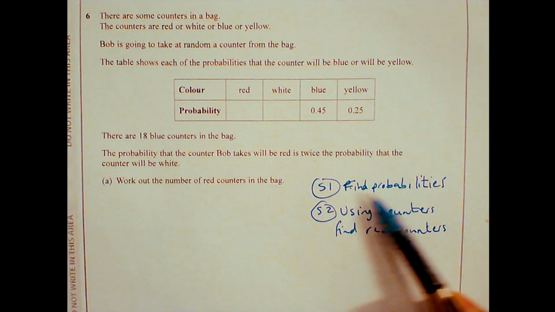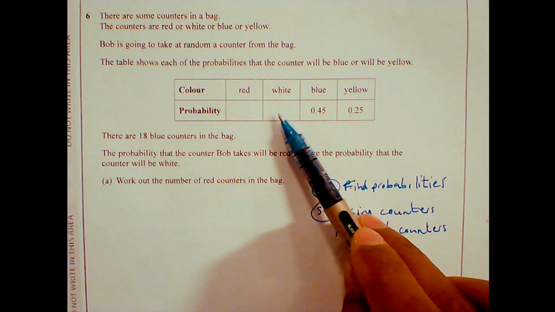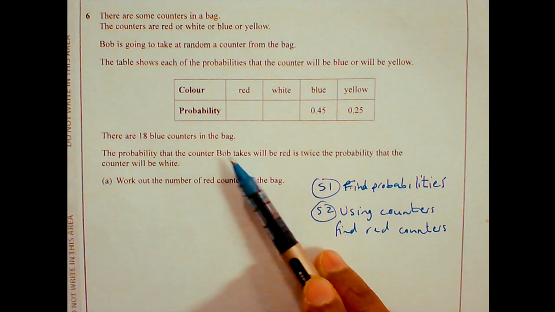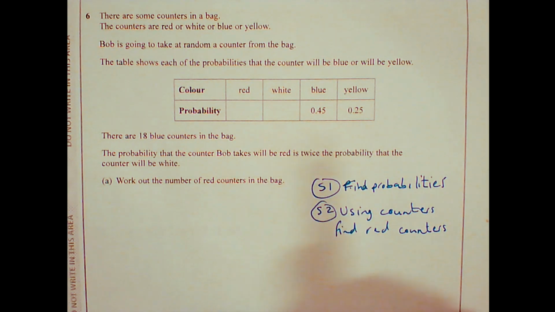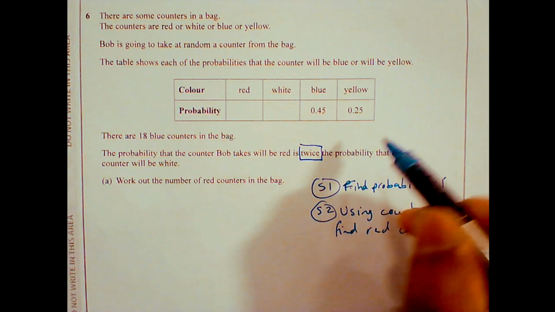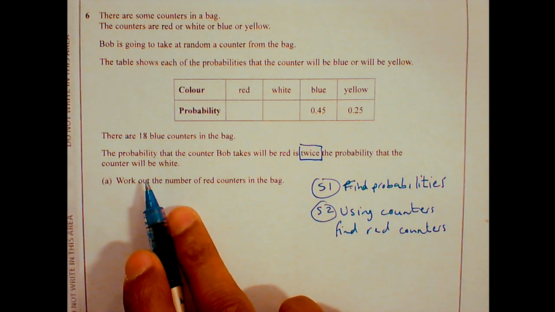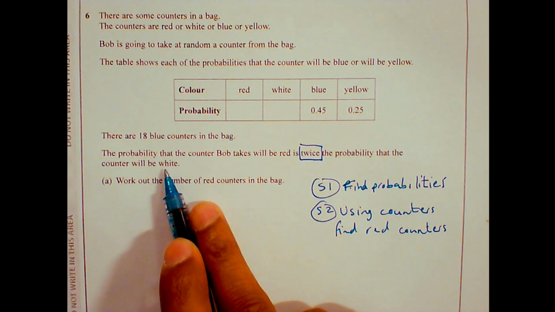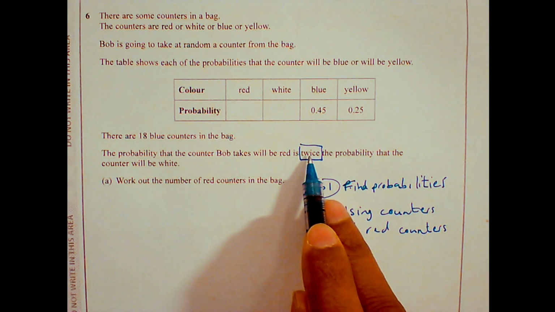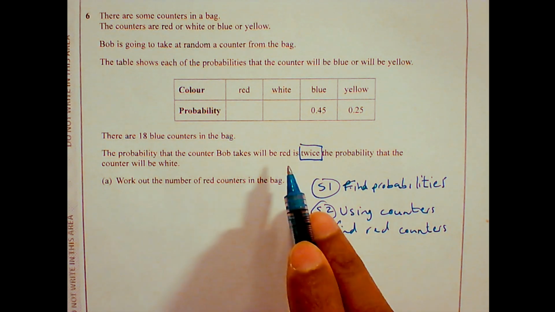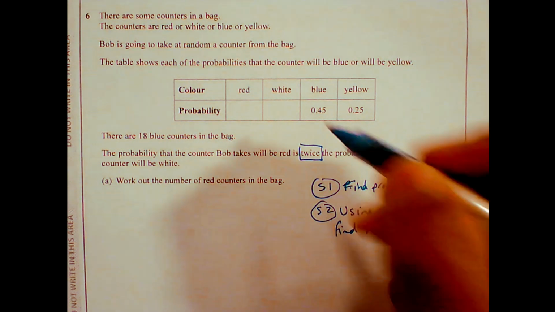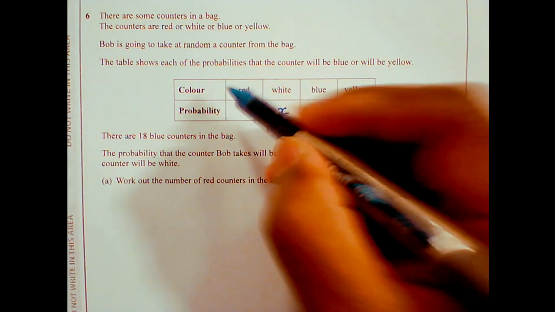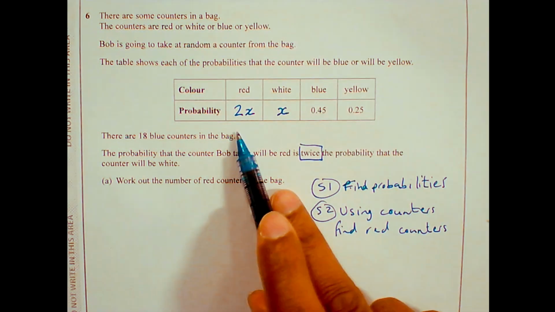So first of all, we need to find the probabilities. So what are these missing two? We've got information here. The probability that the counter Bob takes will be red is twice the probability that the counter will be white. So which one is dependent on the other? Is red dependent on white, or is white dependent on red? Red is twice that of white, so white is the main thing. White is unknown, so that is x. So red becomes 2x because that's twice as much. So that's the first thing I've got.